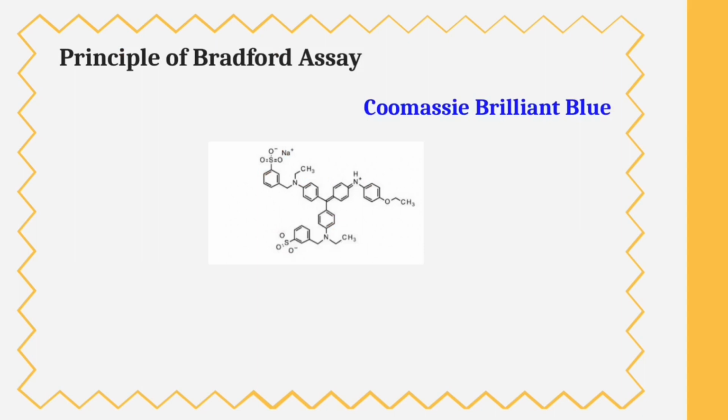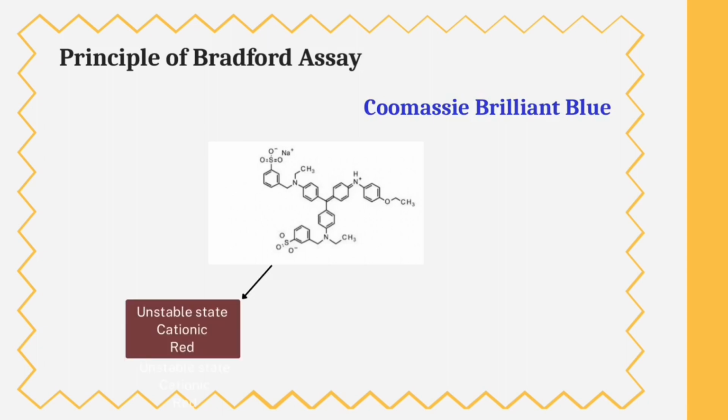The principle of Bradford assay. Bradford assay depends mainly on this molecule, which is called the Coomassie brilliant blue. Coomassie brilliant blue is a very special molecule, and it has a character which is used for the Bradford assay. Coomassie brilliant blue can exist in two states.